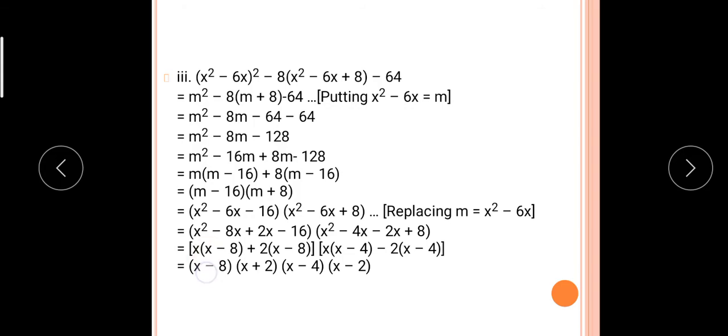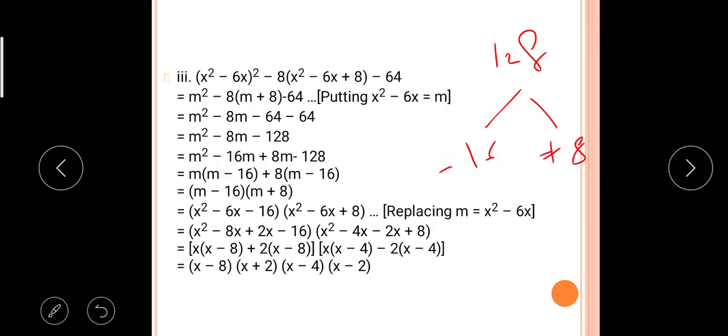Now factorize this 128. So what will you get as the factors? You will get the factors 16 and 8. So minus 16 and plus 8. So the multiplication is minus 128, and the addition is minus 16 plus 8, which is minus 8. Okay, multiplication 128 and sum is minus 8. So in this way you have to factorize.